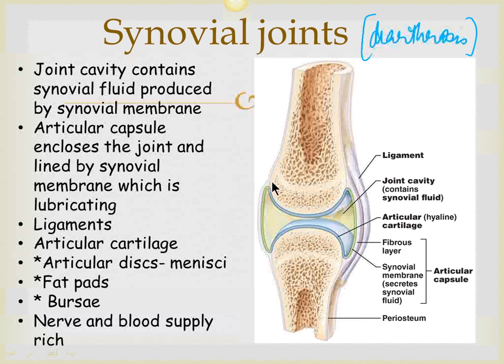Then what holds these joints together is a capsule. There's an articular capsule which surrounds the whole joint and keeps the joint together. Can you see this grayish area is the fibrous layer of the articular capsule. The inside of the articular capsule is lined by this synovial membrane. So that's how it's able to secrete into the joint.